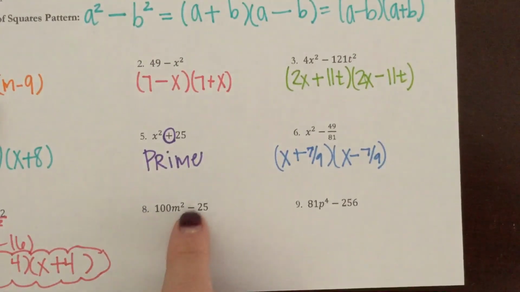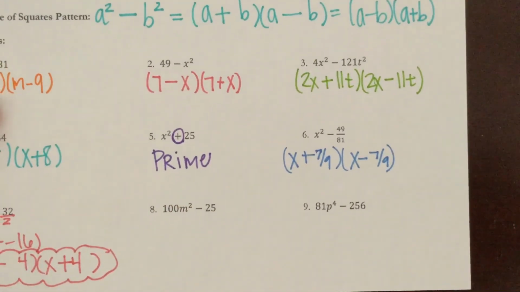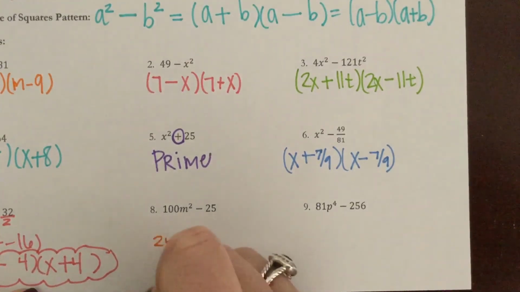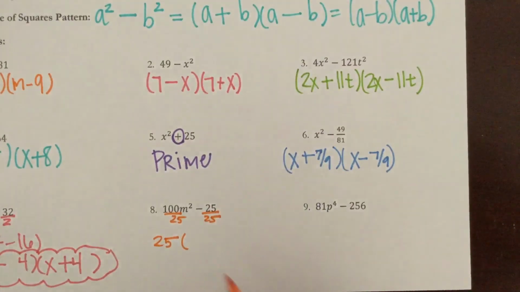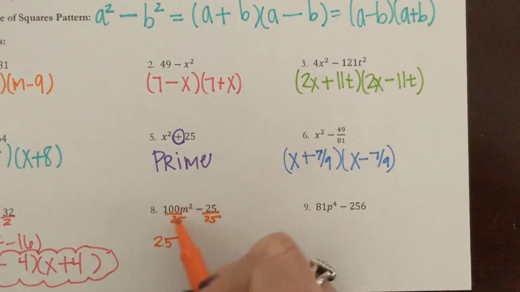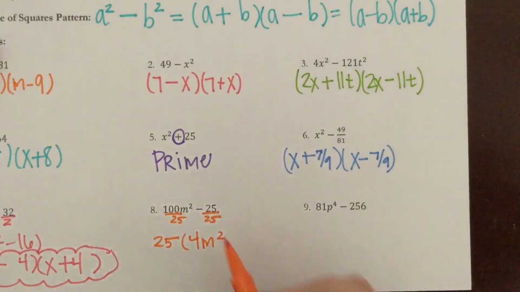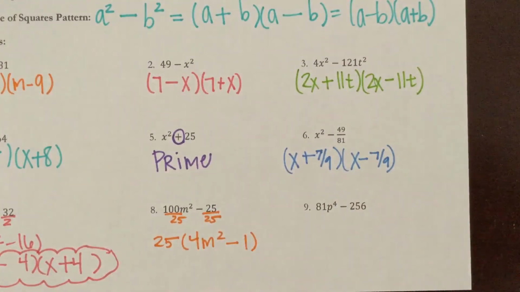You might be inclined to jump right in and do a difference of squares, but remember the first thing we're supposed to check for is a greatest common factor. So if I think about 100m squared and 25, they do share something in common. They share the number 25, right? So if I take that out, 25 times, what's that going to be? 100m squared over 25 is going to give me 4m squared. And then here, put down the minus sign. 25 over 25 makes 1. Remember, sometimes there is more than one type of factoring we can do.